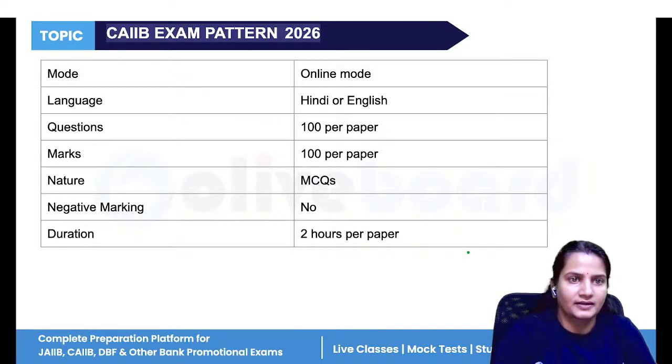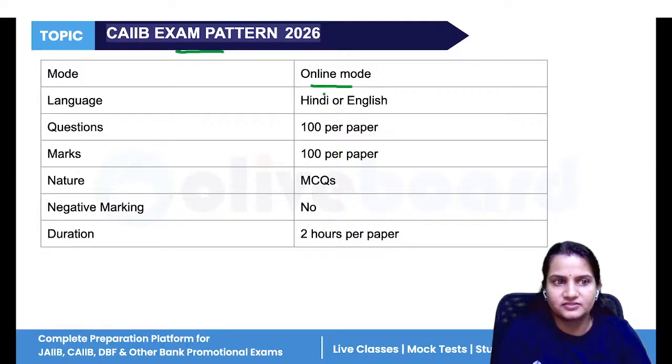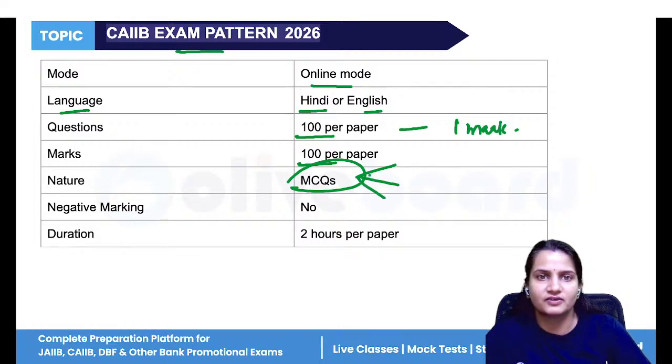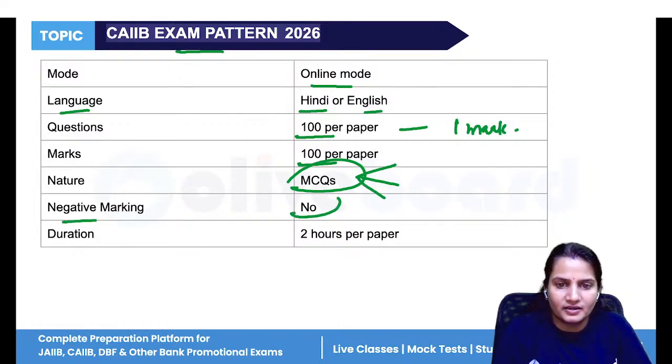Now, next, what is the CAIIB pattern? Again, online mode is there. Language, you can choose either Hindi or English. Questions, 100 questions will be there, and every question will be of 1 mark each. 100 per paper. Nature is MCQs, and we will see that in MCQs, different types of questions are being asked. Until now, no negative marking is there. Now, duration 2 hours per paper.